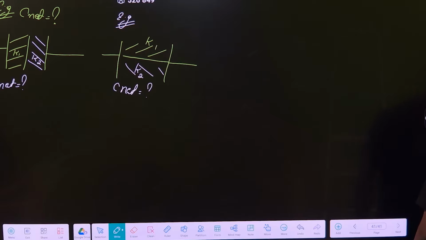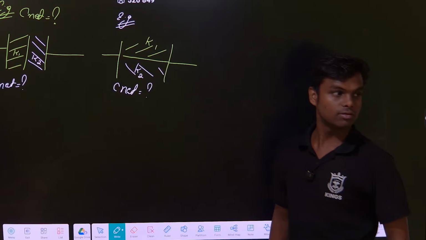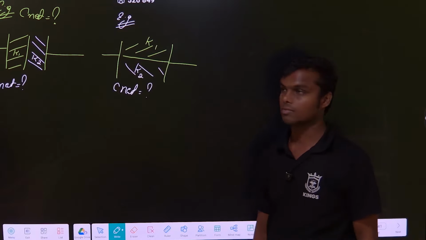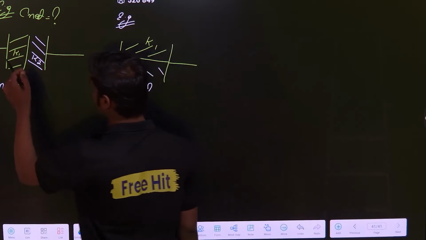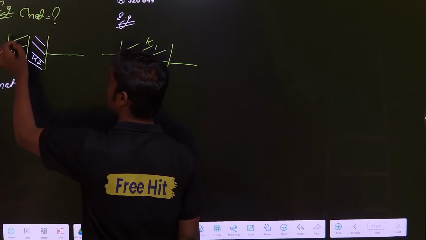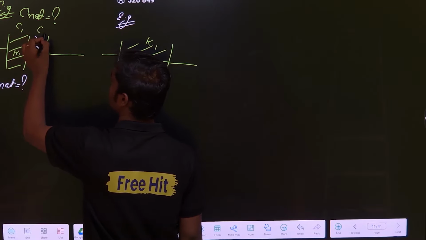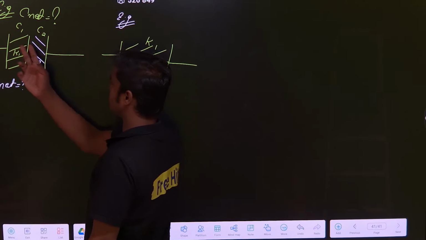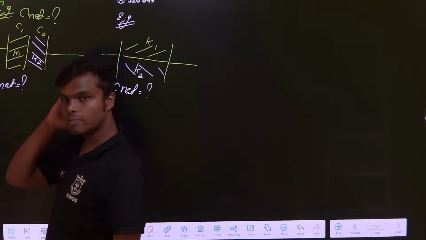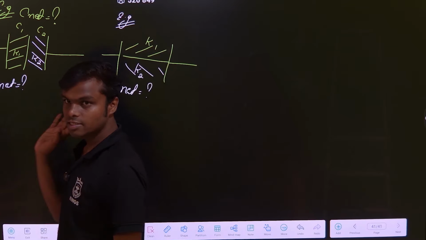Calculate and tell me what is the C net for this. How will you calculate? Just break it into two different capacitors. This is my capacitor C1 and this is my capacitor C2. C1 and C2, are they connected in series or parallel? They are connected in series.